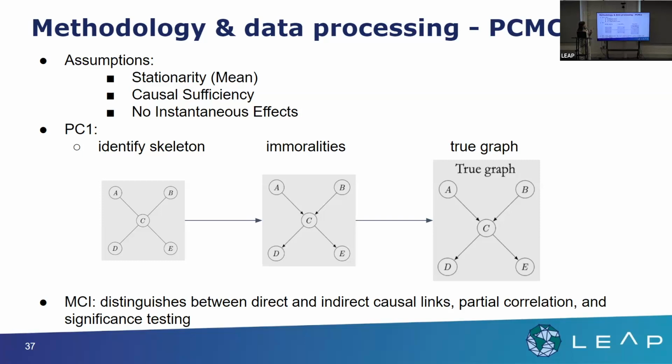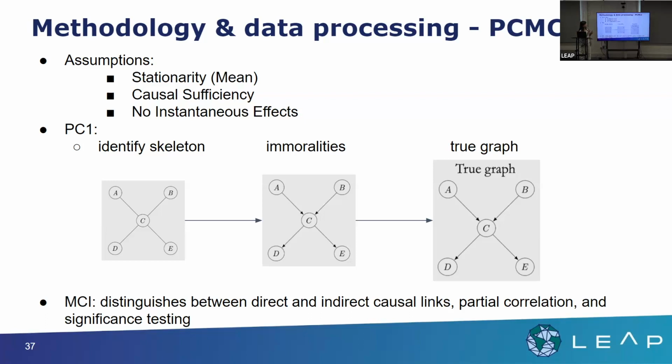Here's the methodology for how I go about discovering the causal graph from observational data. I assume a couple of things. I assume that the data is stationary, so any variance and mean stays constant over time. I assume causal sufficiency, so I list most of the confounders in the causal graph, and that there's no instantaneous effect. So there's always a lag time of 1 day in between each variable.